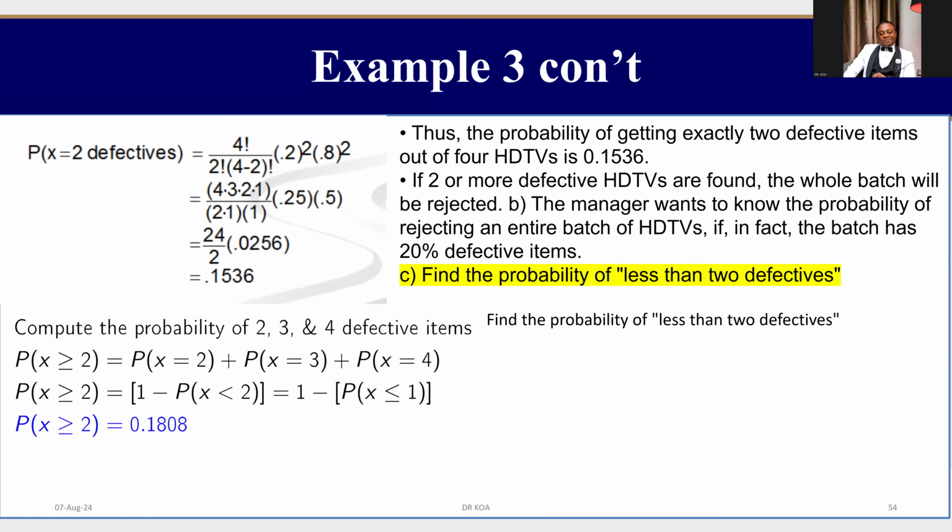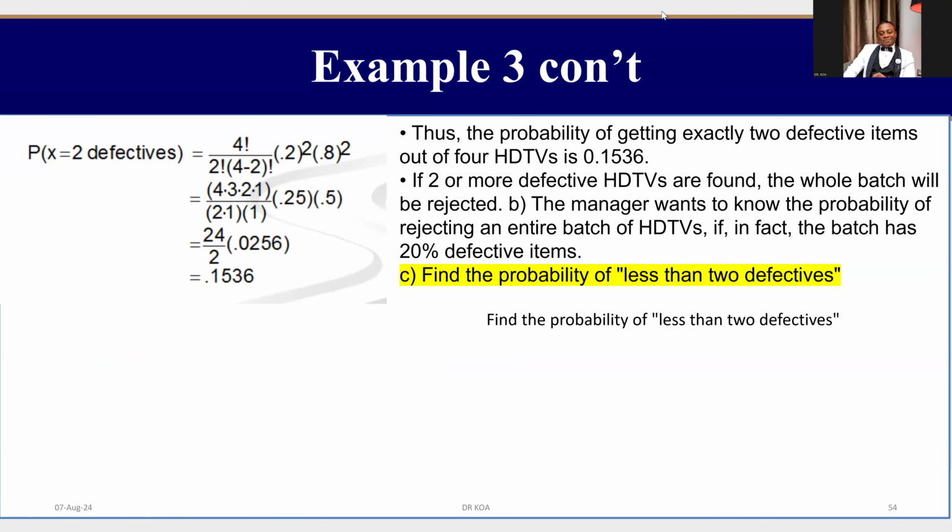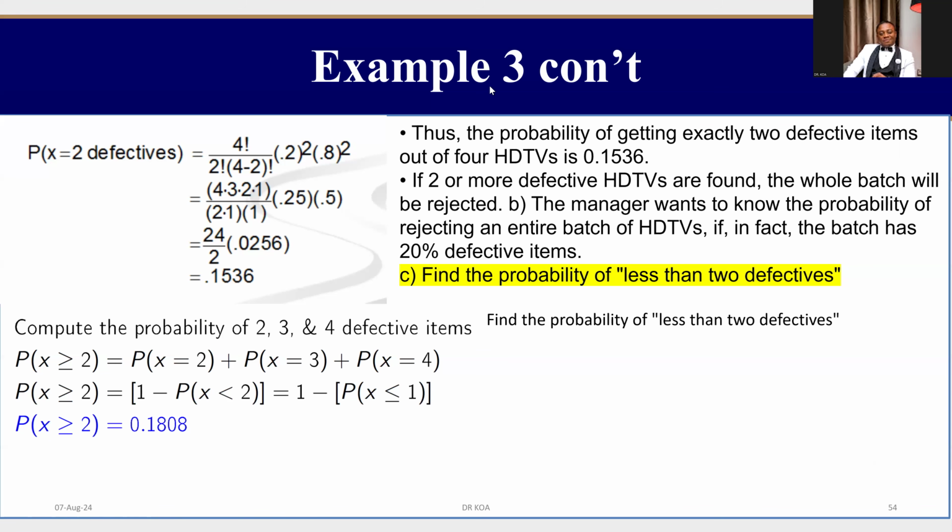Now, the last one. The last one, I've highlighted it here. Find the probability of less than 2 defectives. So you see, now, less than 2 defectives. What is that? Well, first of all, we just calculated 2 or more defectives. So if you want to have less than 2 defectives, it means that we are just looking at below 2. Less than 2 means we are only dealing with 0 and 1.